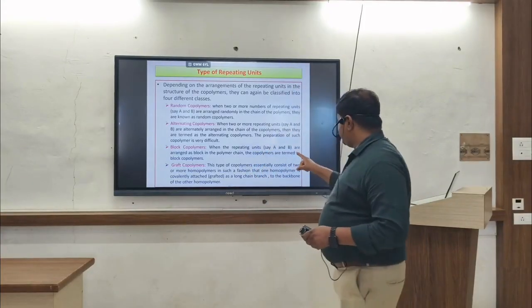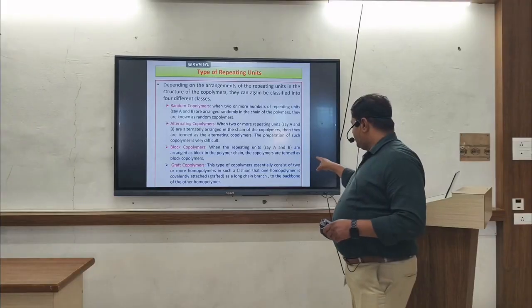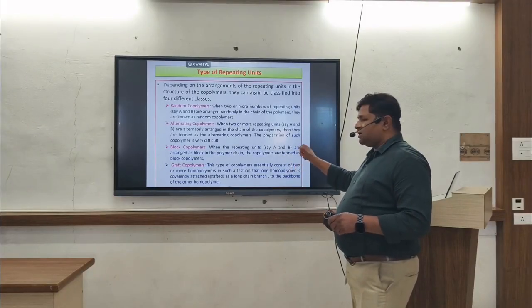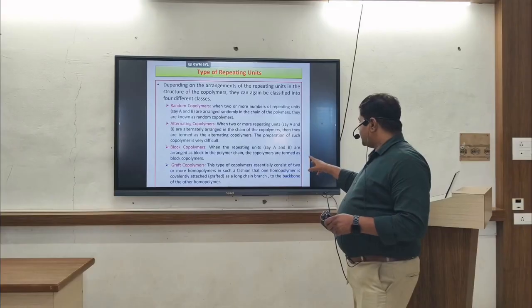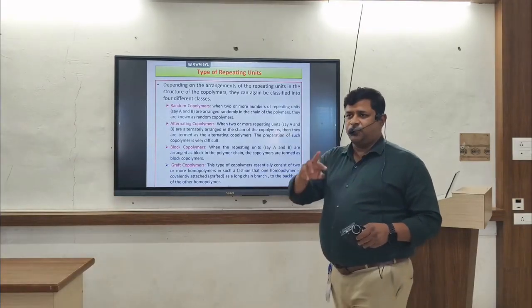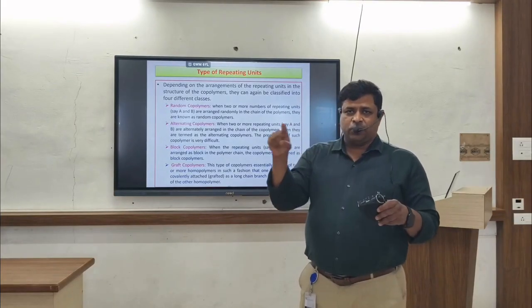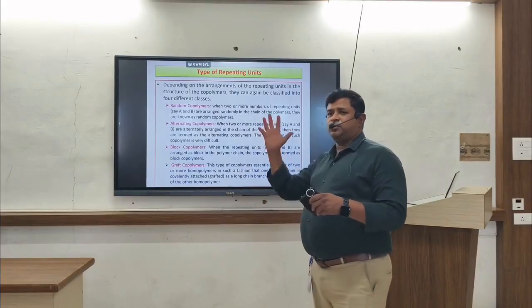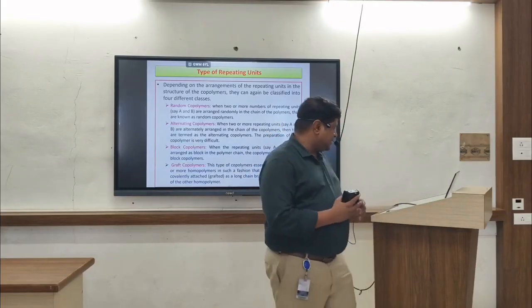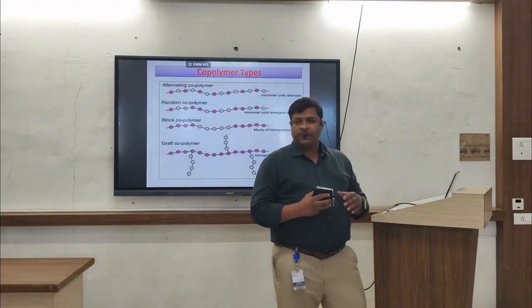Okay. So here, in such a fashion that one homopolymer is covalently attached or grafted as a long chain branch to the backbone of the other homopolymer. That means there are two homopolymers, and one homopolymer is covalently attached to the other homopolymer like a backbone. Okay. So with the diagram you will understand easily.